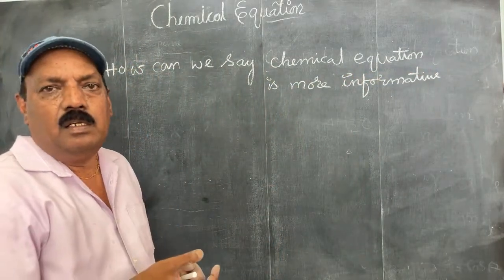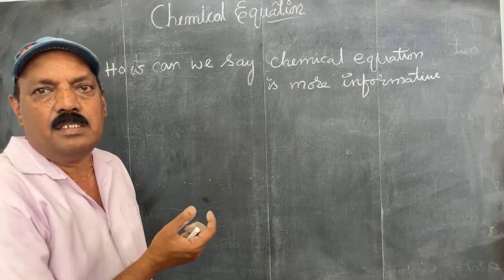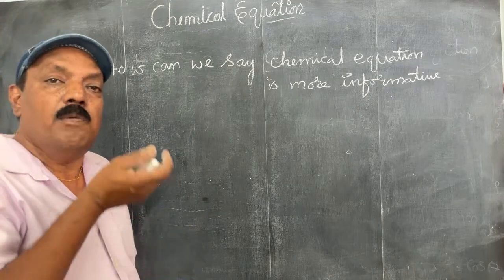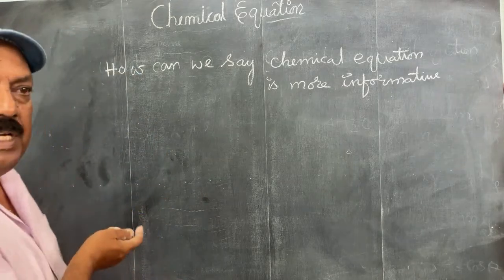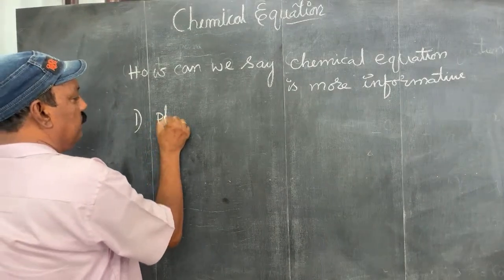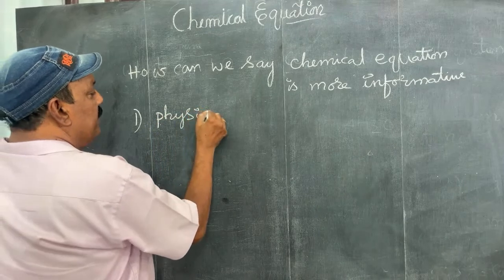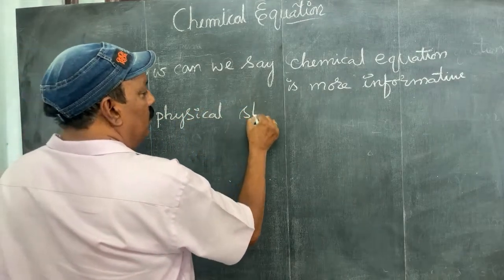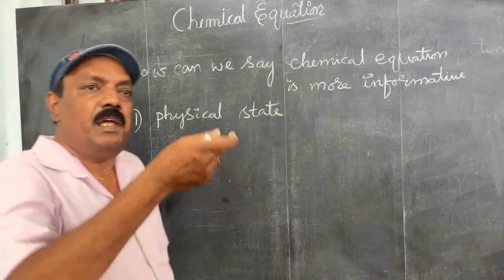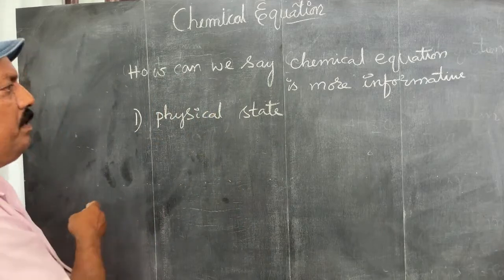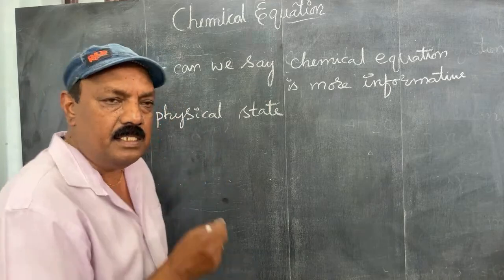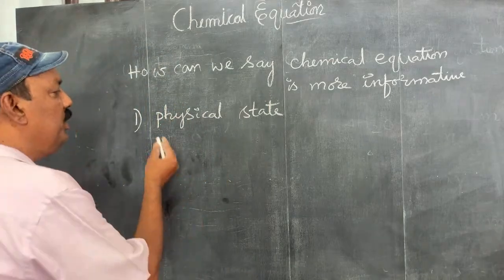We know that in the chemical equation we have reactants, and the result is products. But apart from that, what more information will we get from the chemical equation? The first information is physical state. What is the meaning of the physical state? It means whether the reactants are solids, liquids, or gases. This kind of information you are going to get.